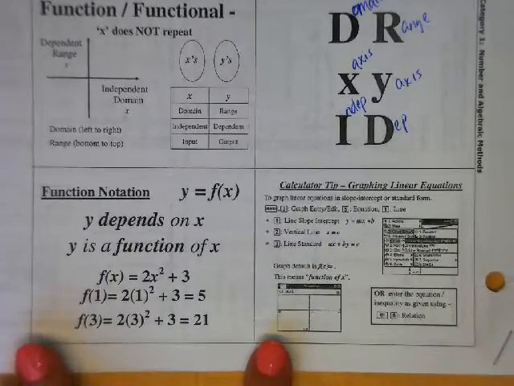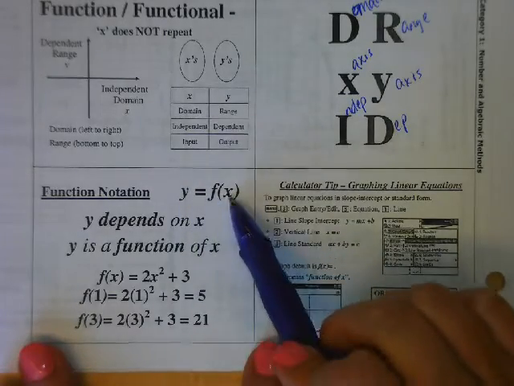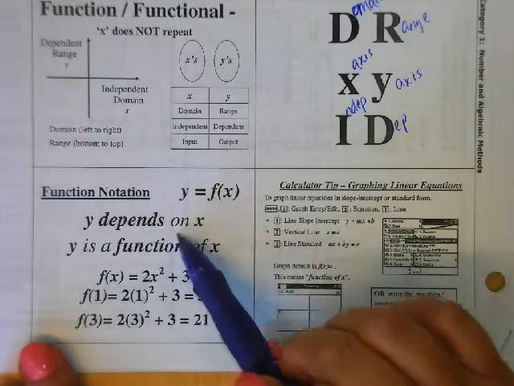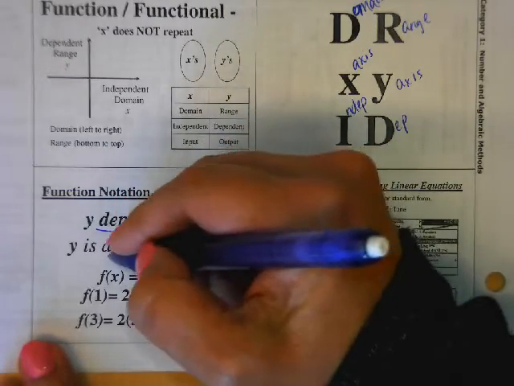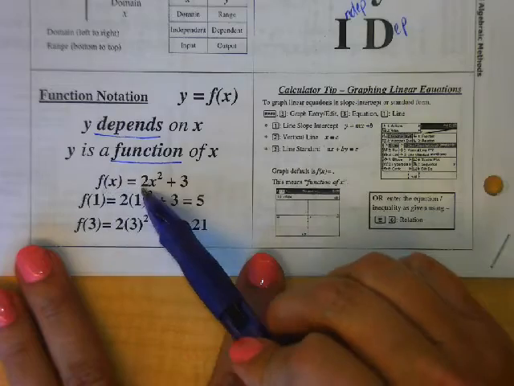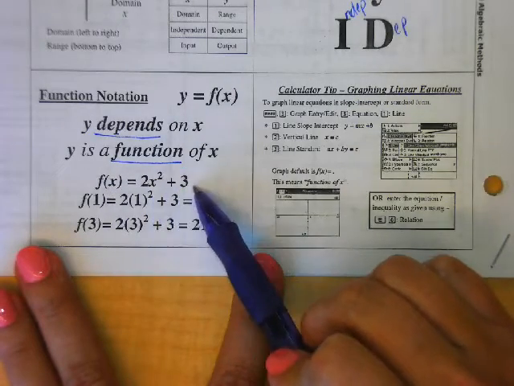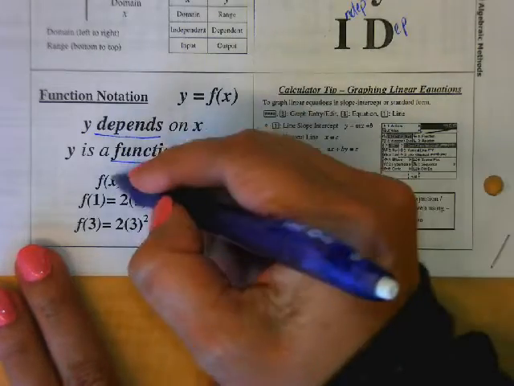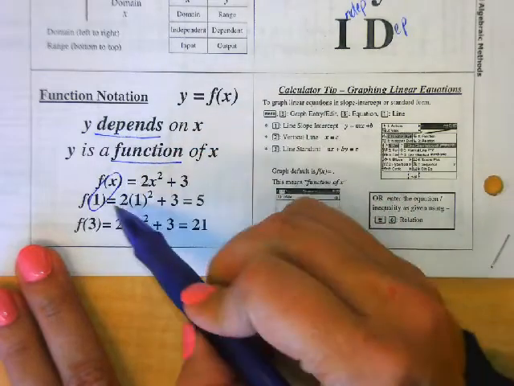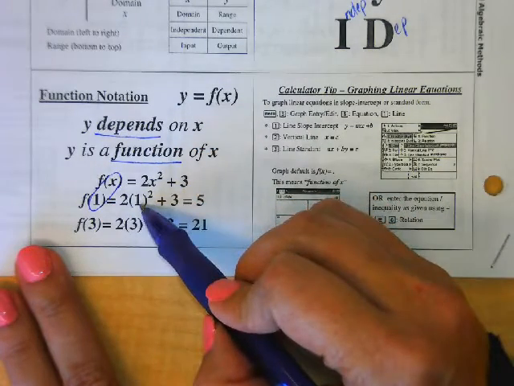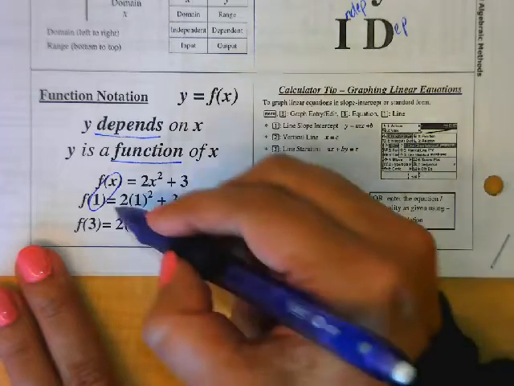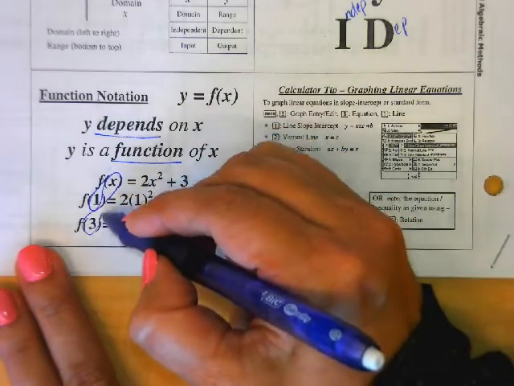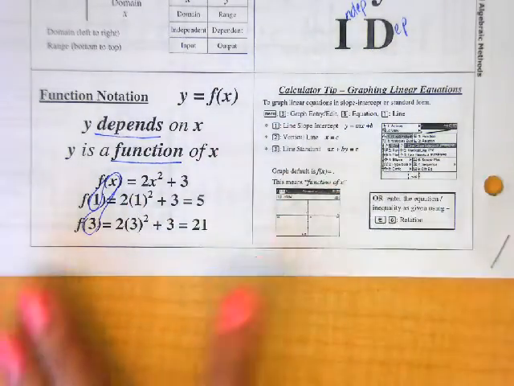Function notation, we talked about that a while back. Y is the same as f of x. Y depends on x. Y is a function of x. These are all the same thing. So if I gave you the equation f of x equals 2x squared plus 3, and then I said f of 1, the 1 is in place of the x. So wherever we have an x, we'll put the 1. 1 squared is 1 times 2, plus 3 is 5. Or if we put the 3 in place of the x, same thing.